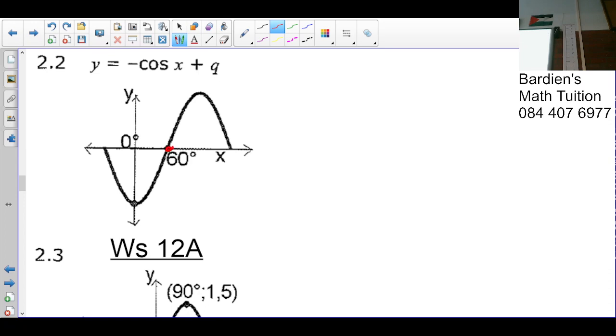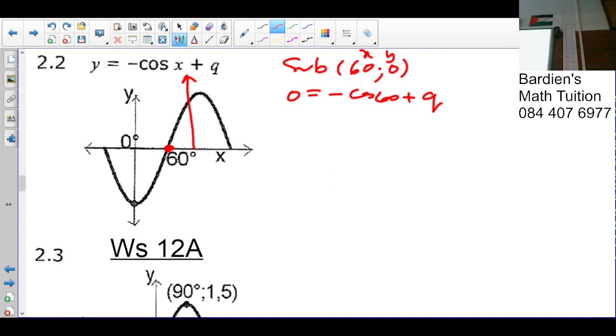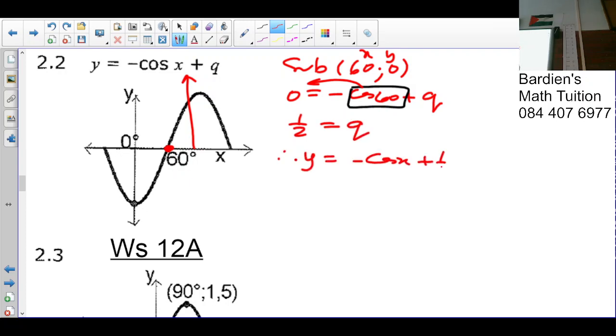Right, so what do we do? We substitute that point into that. So let's substitute. What are the coordinates of this point? 60 and 0. That's an x and a y. So 0 is equal to negative cos 60 plus q. Can you see that? So cos of 60 is what? Put in your calculators. Half. So you take a half over the equal sign, it becomes positive half, which is equal to q. So the equation is y is equal to negative cos x plus half. You guys understand?